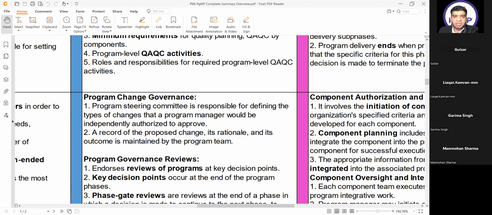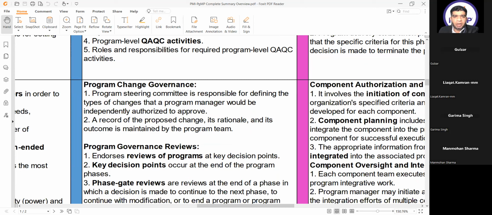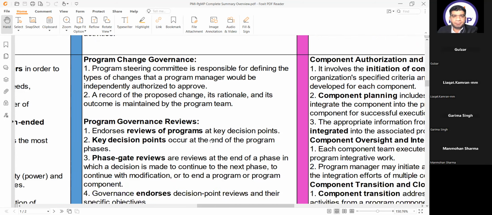Then we have program change governance. The program steering committee is responsible for defining the types of changes that a program manager would be independently authorized to approve. A record of the proposed change, its rationale, and its outcome is maintained by the program team.